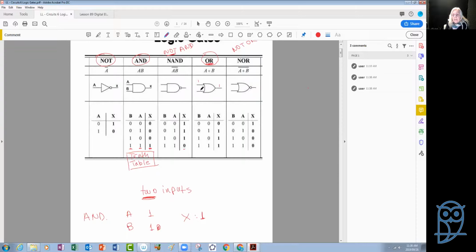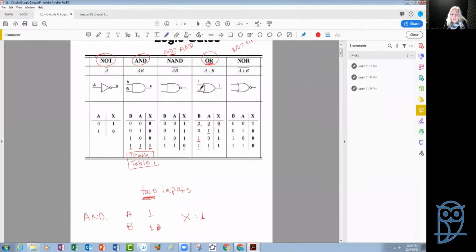If both of them send the signal 0, this cannot be 1 because none of them sends an input of 1. So for both inputs 0, the output will also be 0. But for any other combination of 1 and 0 for inputs, if just one input sends a signal 1, or both of them send a signal of 1, then the output will be 1.